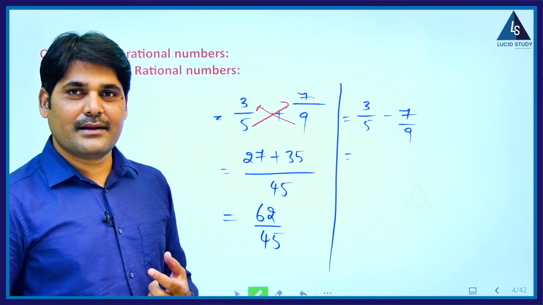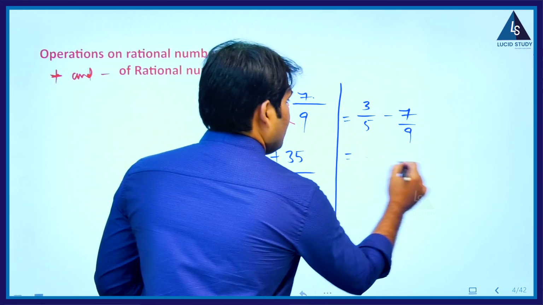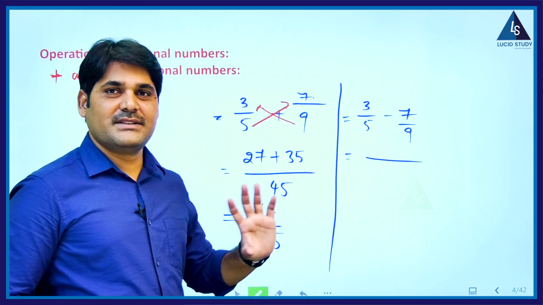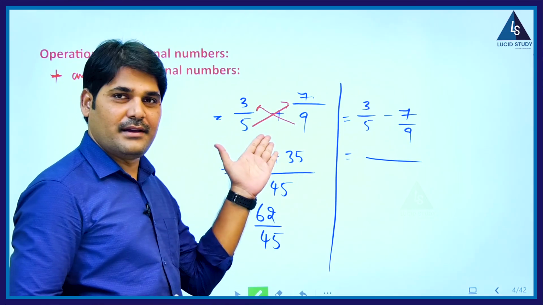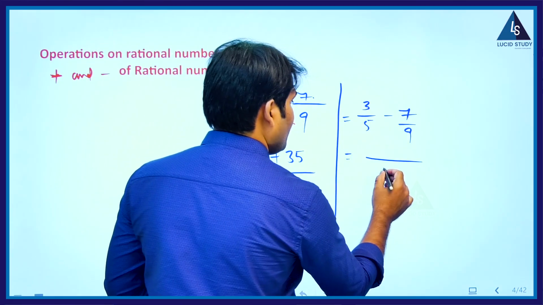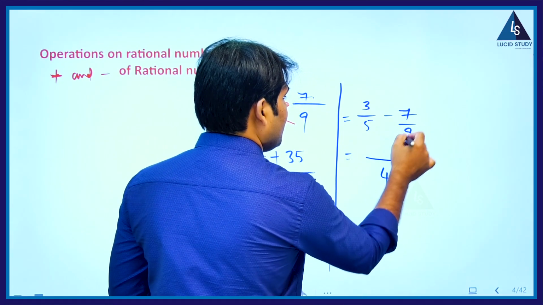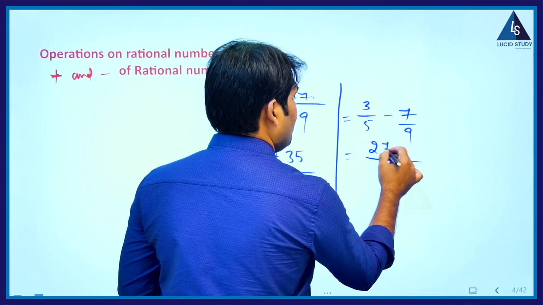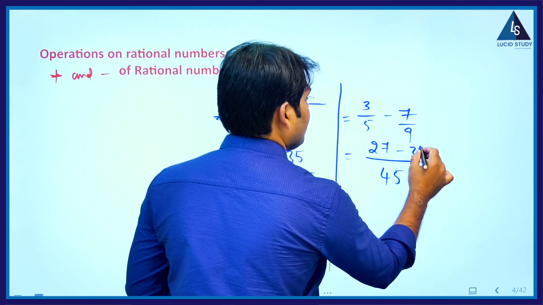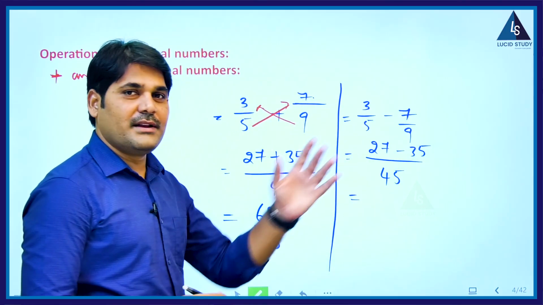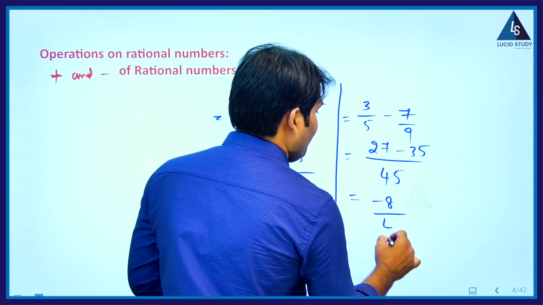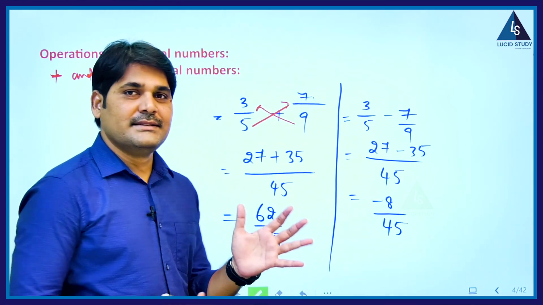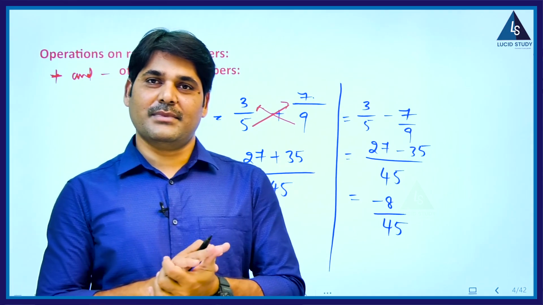LCM means how to take? These two are co-primes, so we will just multiply and then do cross multiplication. Same as here, so I will do the multiplication: 45, and do cross multiplication. 9 3s are 27 minus 5 7s are 35. Now 27 minus 35, how much? That will be minus 8 by 45. So like this, we will subtract the given rational numbers.